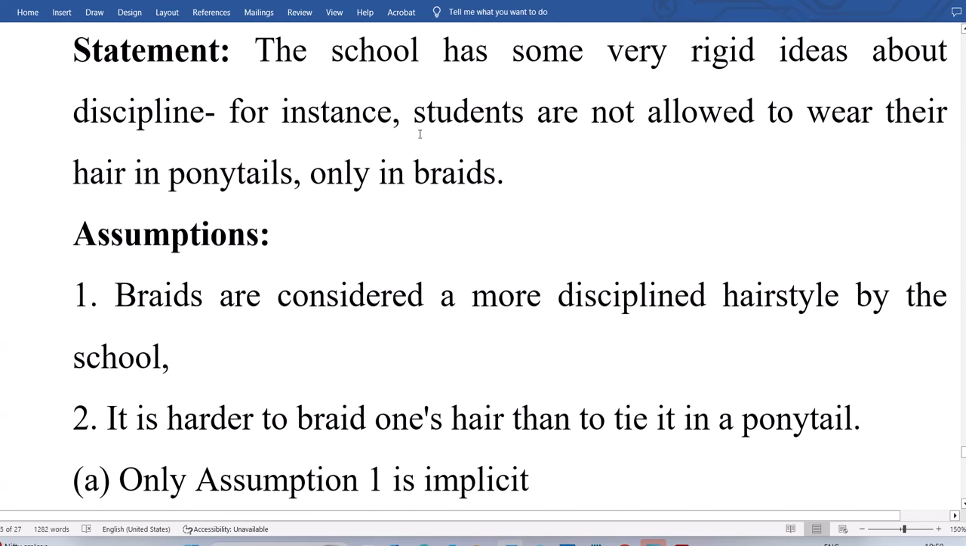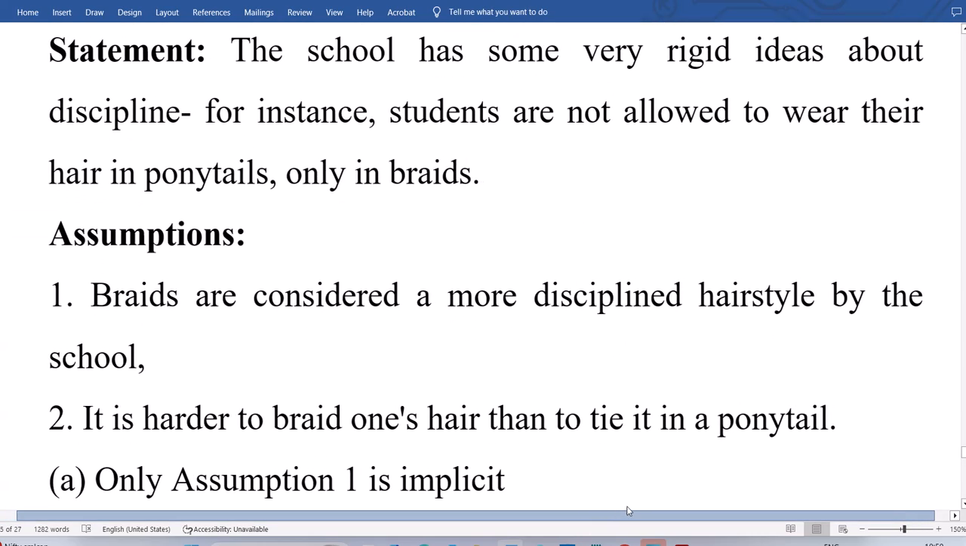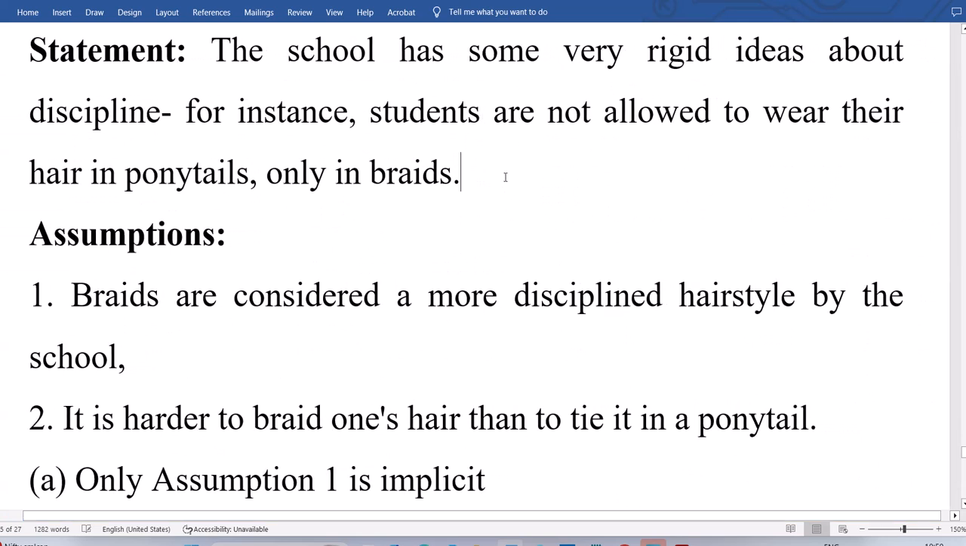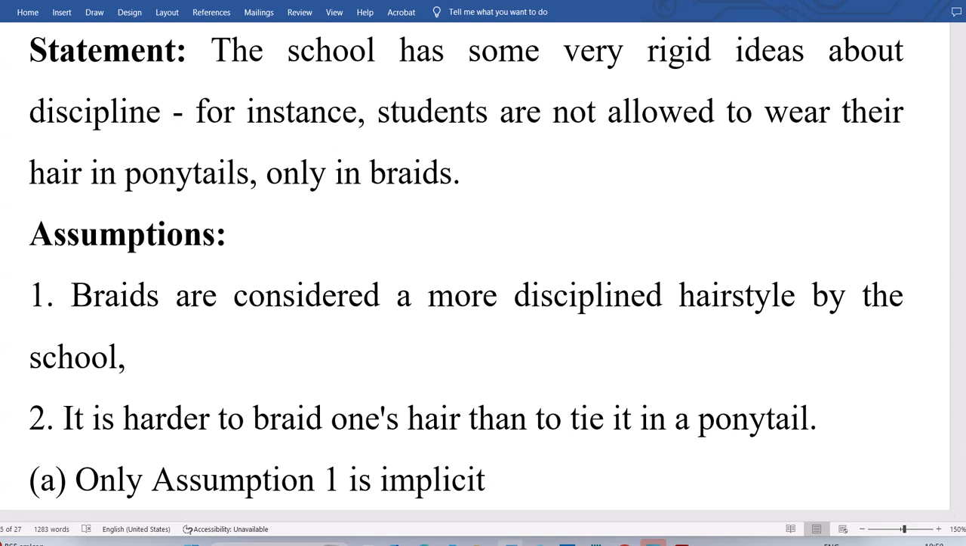Assumptions. Now, this is regarding a school. Don't worry about yours. The school has some very rigid ideas about discipline. For example, students are not allowed to wear their hair in ponytails. So they are very rigid in certain rules and discipline.